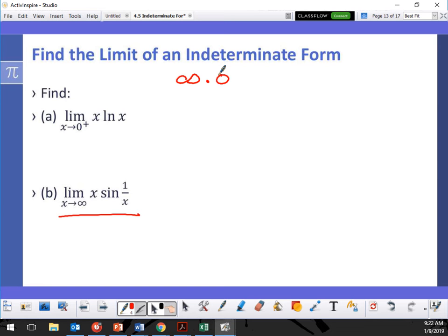So we can do the same thing with this one right here, right? So let's rewrite it as sine of over right here, right? Yes? Yeah, but now it's going to be the limit 0 over 0. So from infinity, this one's going to be 0 over 0, right? Okay, this one's slightly different.